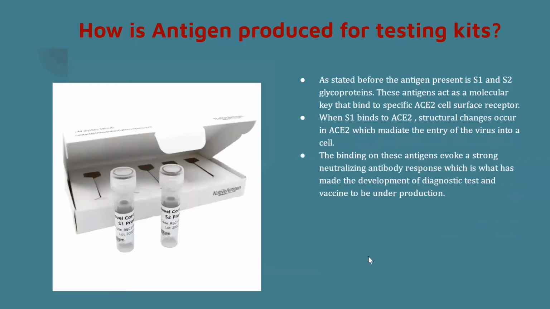The antigens that are present are the S1 and the S2 glycoproteins, and these antigens act as a molecular key to bind to specific ACE2 cell surface receptors. When S1 binds to the cell surface receptor, structural changes occur, and the binding site of the antigens evokes a strong neutralizing antibody response, which is what has put the development of diagnostic tests and vaccines into production.